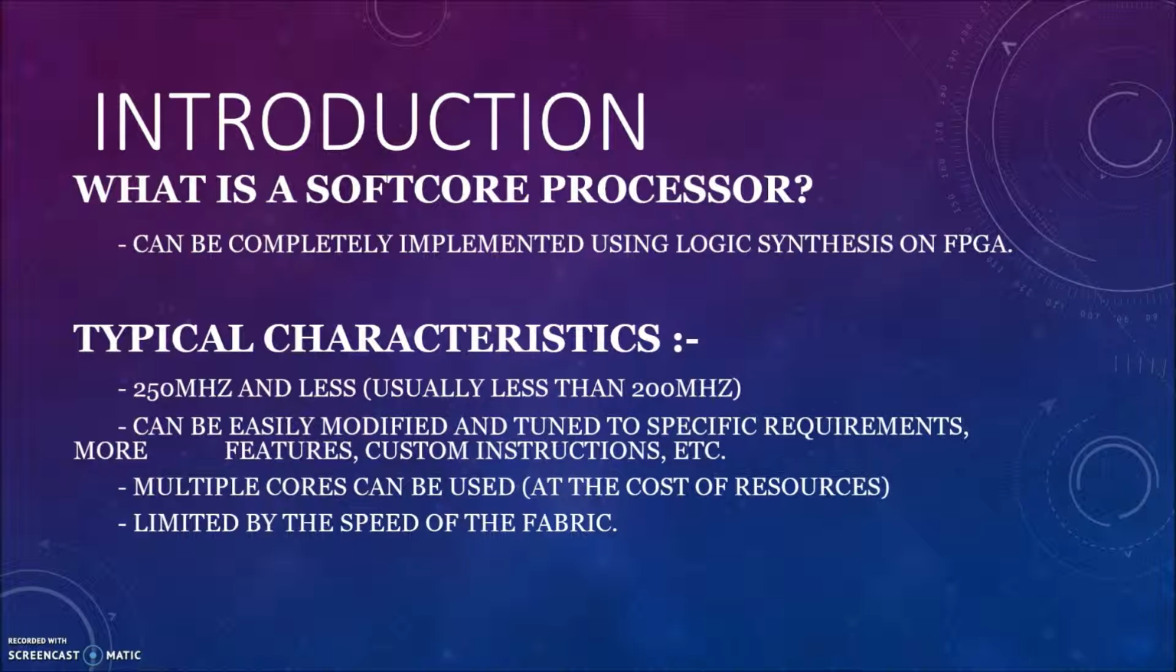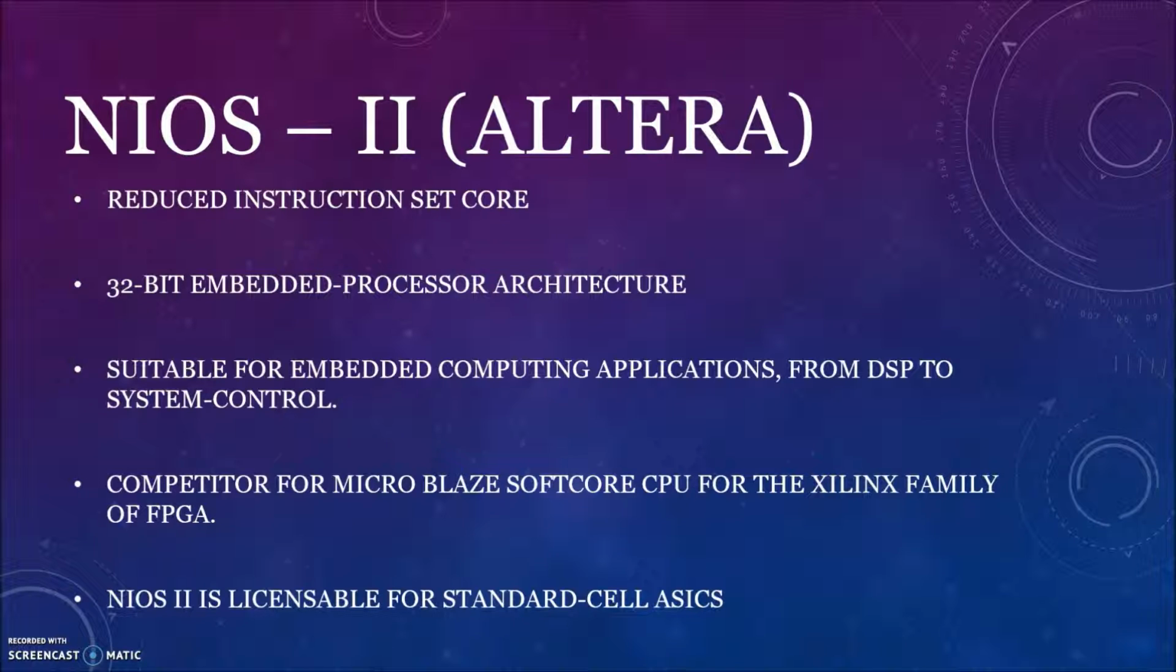Now, moving towards what the Nios II processor is. The Nios II processor was built by Altera, and it has a reduced instruction set. It works as a RISC processor, and it has a 32-bit embedded processor architecture.